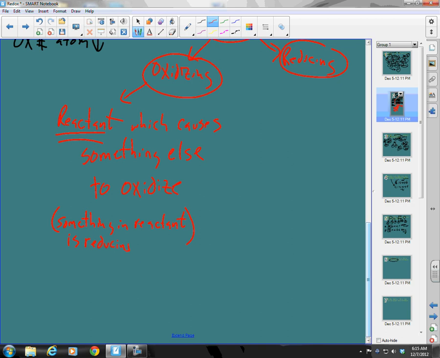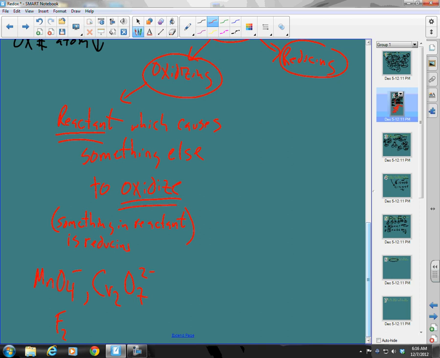Okay, cool. And now what are some typical oxidizing agents? Permanganate is a big oxidizing agent. Dichromate is a big oxidizing agent. Fluorine is a big oxidizing agent. These guys love to gain electrons, and that makes something else reduce. Good. So what are my reducing agents?